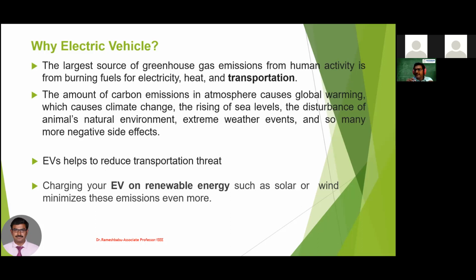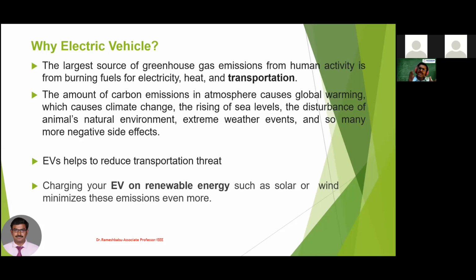My topic today is going to be transportation. Due to transportation, there is a carbon footprint in the atmosphere, making the atmosphere very musty. To avoid that, what steps can be taken? On the transportation side, we are going to convert to electric vehicles. The electric vehicle helps to reduce the transportation threat. We have three threats, and in this talk I'm going to take the transportation threat.